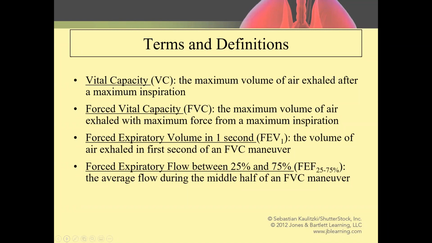Forced expiratory volume in 1 second, FEV1, the amount of air exhaled in the first second of a forced vital capacity maneuver. For the average Jane or Joe, that should be in the 75 to 80% range, 78% a lot of the books will actually say. And it can be a very valid measure of obstructive disease. Even though it says forced expiratory volume, it's really a flow, because volume over time, volume in 1 second, volume over time is flow.